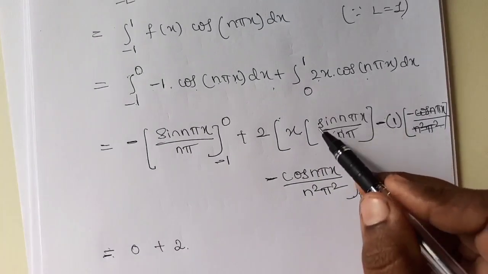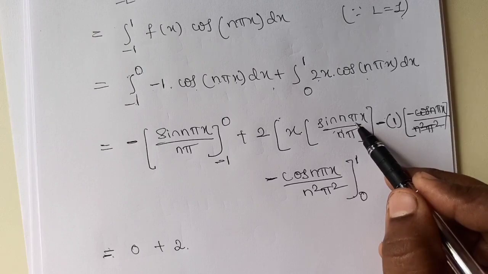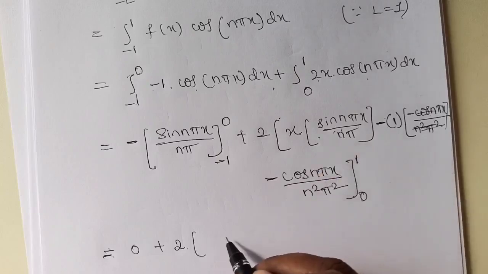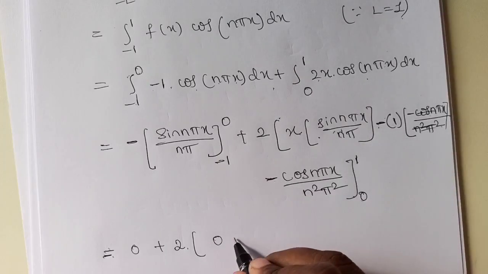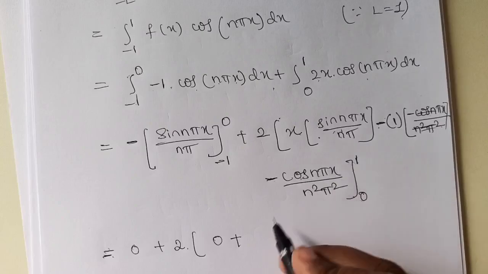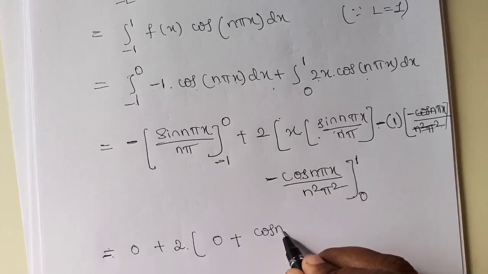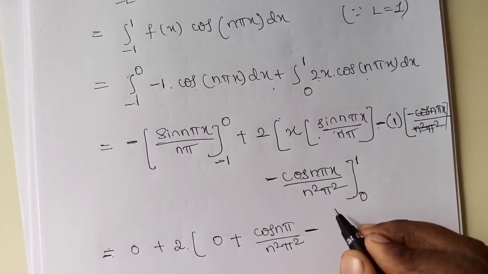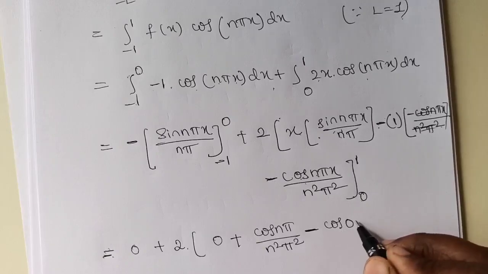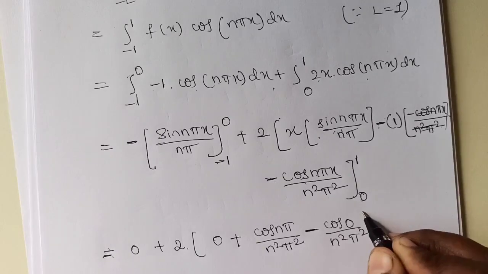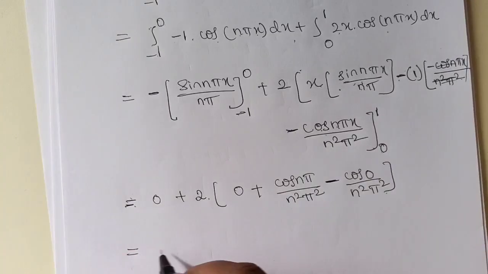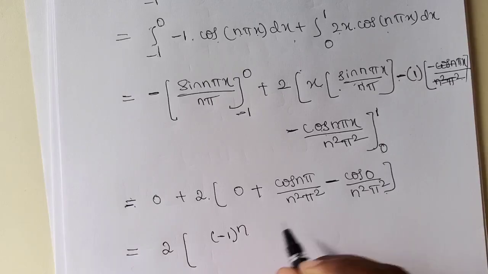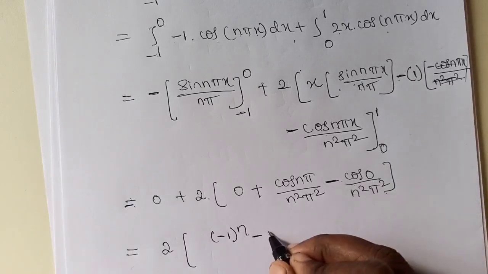Even this term also becomes 0, because sin n pi is equal to 0 and sin 0 is equal to 0. Okay, so this one is 0. Next, this minus into minus, we get plus cos. Adding upper limits here, cos of n pi divided by n square pi square, minus the lower limit, minus cos of 0 divided by n square pi square. This can be written as 2 into, we know that cos n pi is equal to (-1)^n, and minus cos of 0 is equal to minus 1.